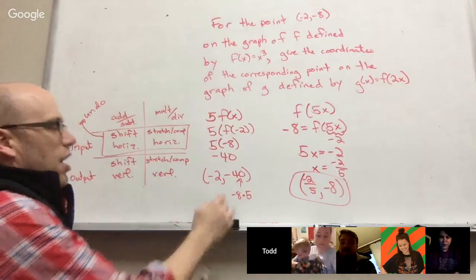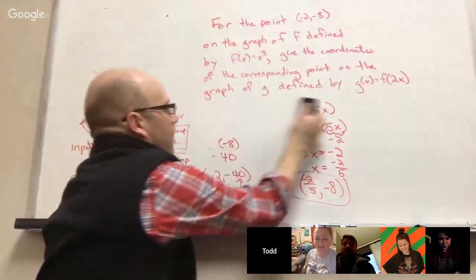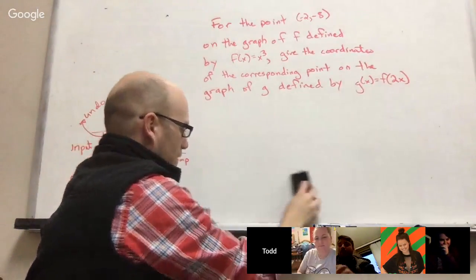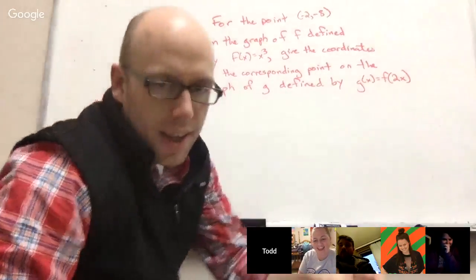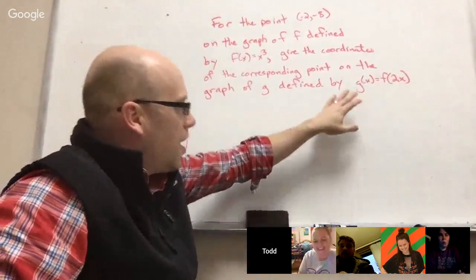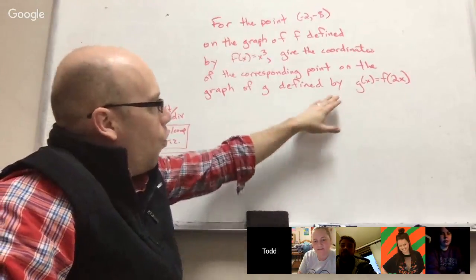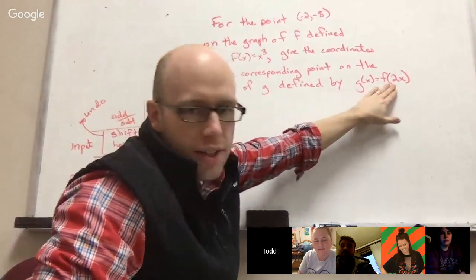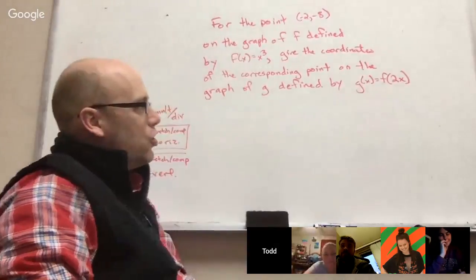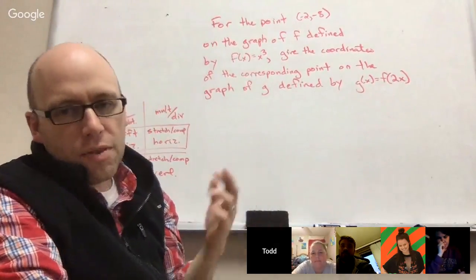All that to say, if I have g of x equals f of 2x, what is that going to do? What does f of 2x do to the graph of f?